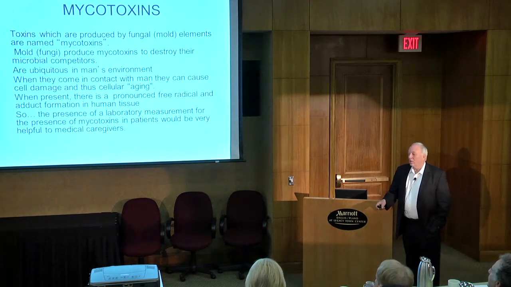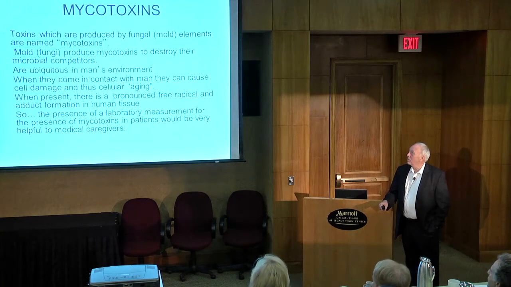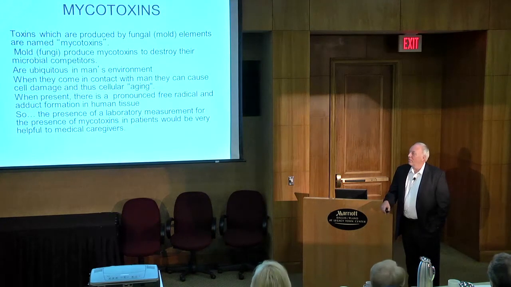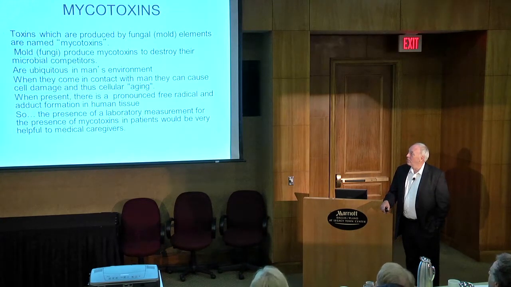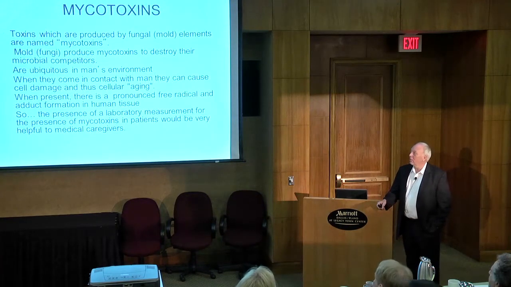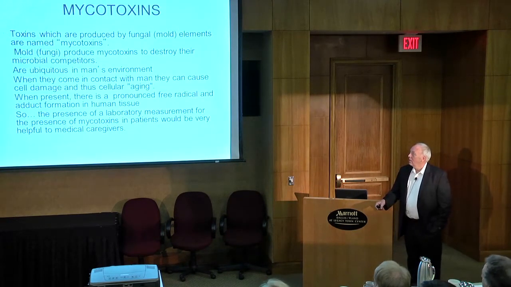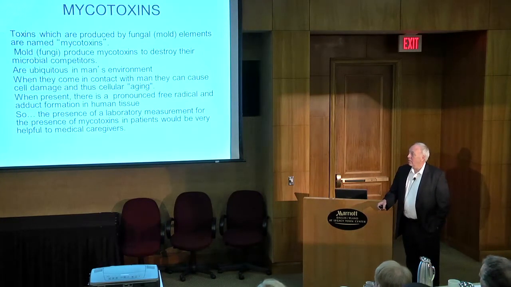Mycotoxins are, as you heard through Dr. Strauss, toxins which are produced by the fungal elements, and they're called mycotoxins because they come from the area of mycology or molds, and they're toxins. The mold or fungi produce these mycotoxins to destroy other microbial competitors, i.e. bacteria and other fungi. And they are ubiquitous in man's environment. When they come in contact with our cells, in man or animal, they can cause cell damage and thus the cell ages. When they're present, there's a pronounced free radical and adduct formation in the human tissue.